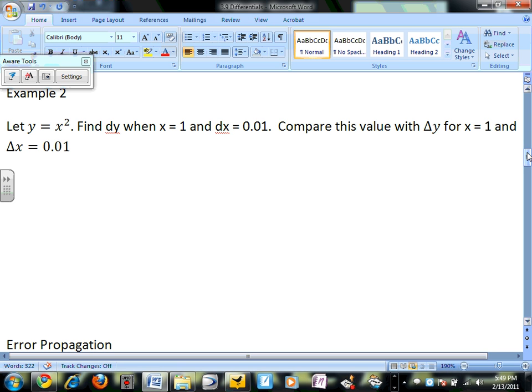All right, so let's use our differential. Let y equal x squared. So let's take the differential of it. We're taking the derivative with respect to x. We're going to say dy equals 2x dx. Then they want us to find dy when x equals 1. So we're going to go ahead and plug that in here, and when dx equals 0.01.